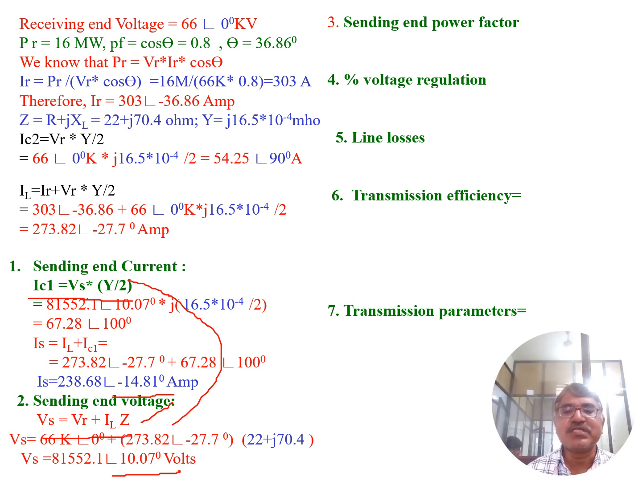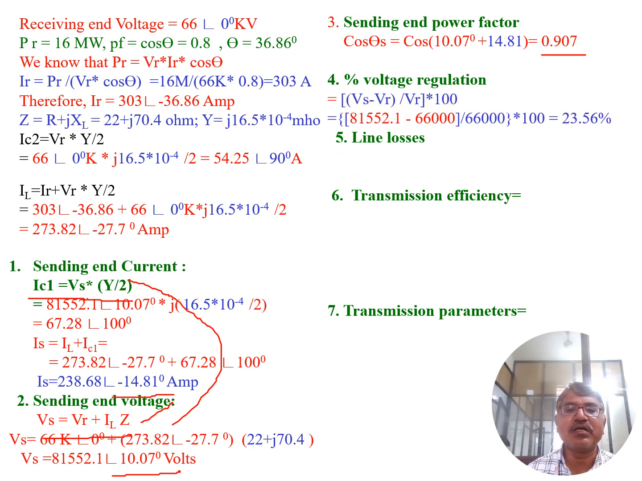Next one is the sending end power factor. Again the same procedure: cosine of the angle between the sending end voltage and the sending end current, that is 10.07 plus 14.81 degrees. When we calculate that, the value we get is 0.907. Next, the percentage of voltage regulation: substitute the values of VS and VR in that formula, and the voltage regulation is calculated as 23.56%.